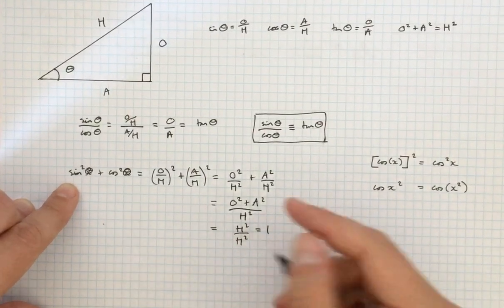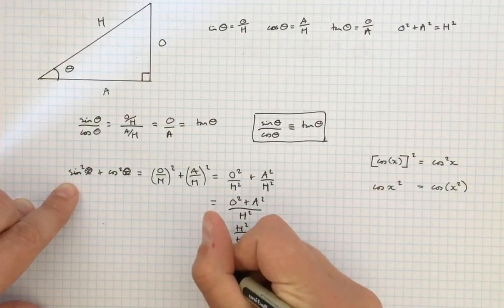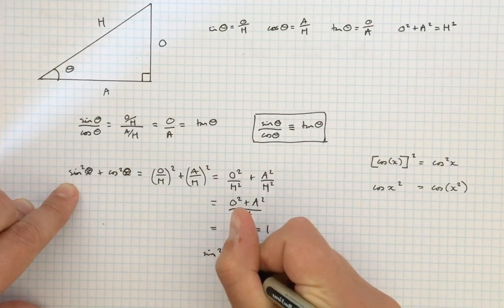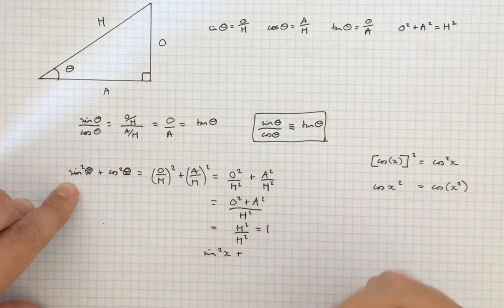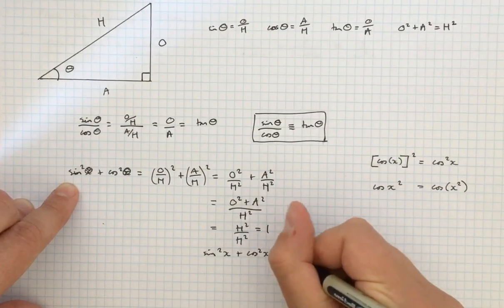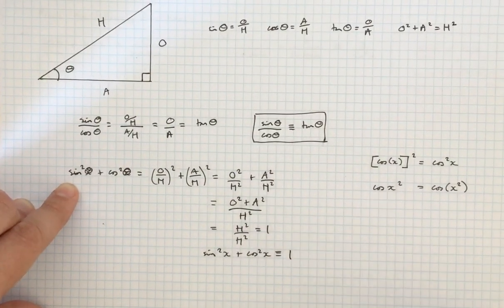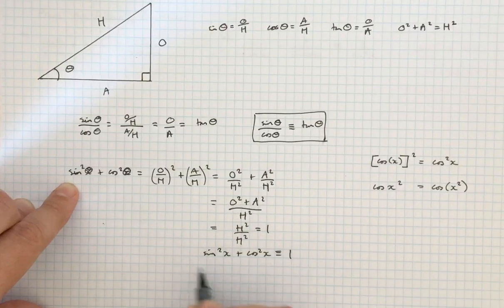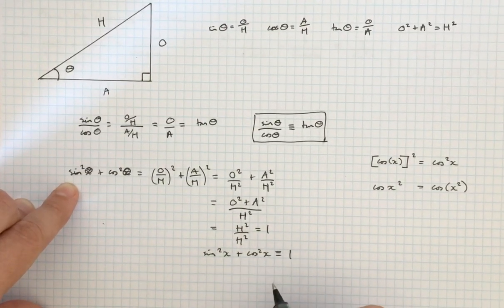So that's our second identity. Our second identity is sine squared x, or theta, plus cos squared x is the same as 1. Okay, and again, this is a really key result, something we're going to use time and time again.